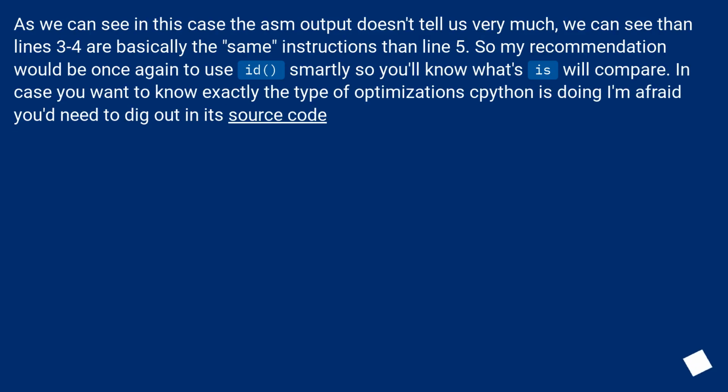As we can see in this case, the ASM output doesn't tell us very much. We can see that lines 3 to 4 are basically the same instructions as line 5. So my recommendation would be once again to use is smartly so you'll know what it will compare. In case you want to know exactly the type of optimizations Python is doing, I'm afraid you'd need to dig out its source code.